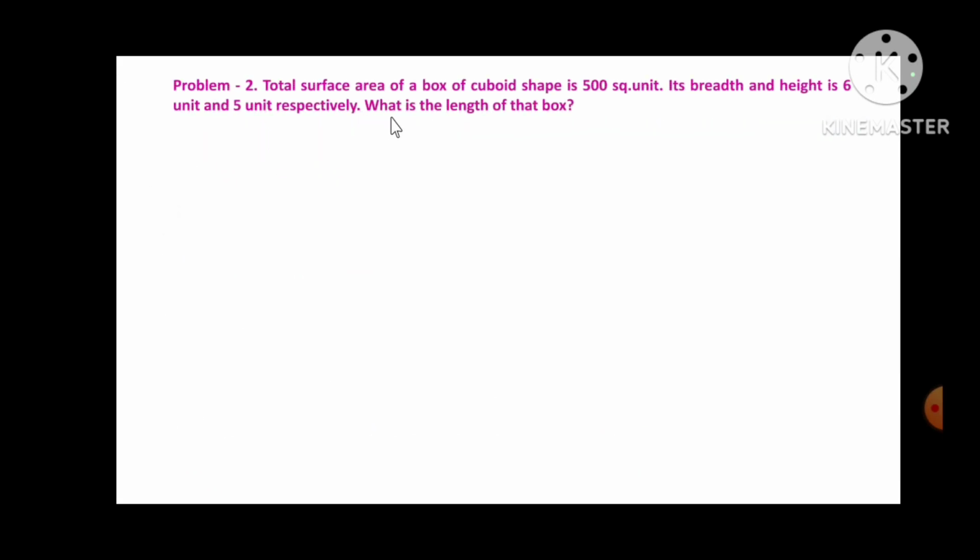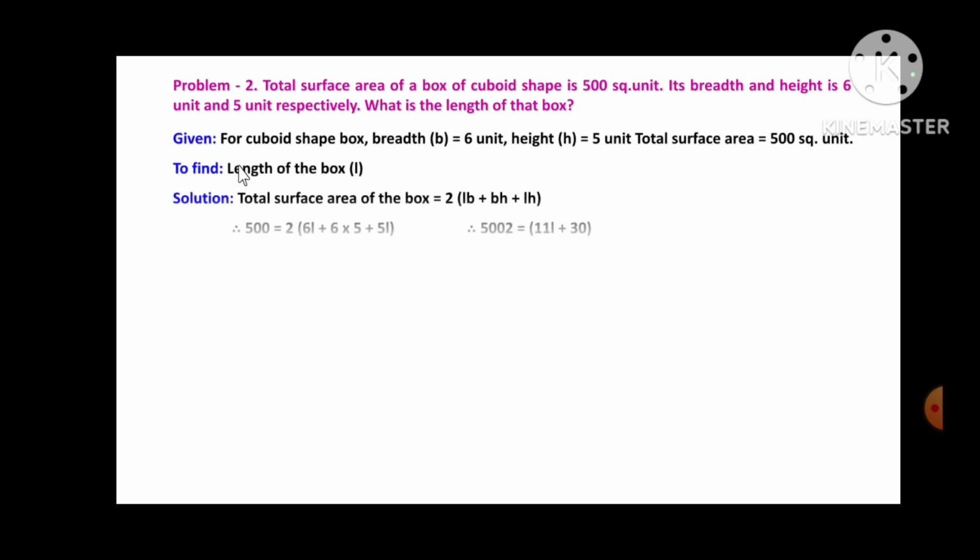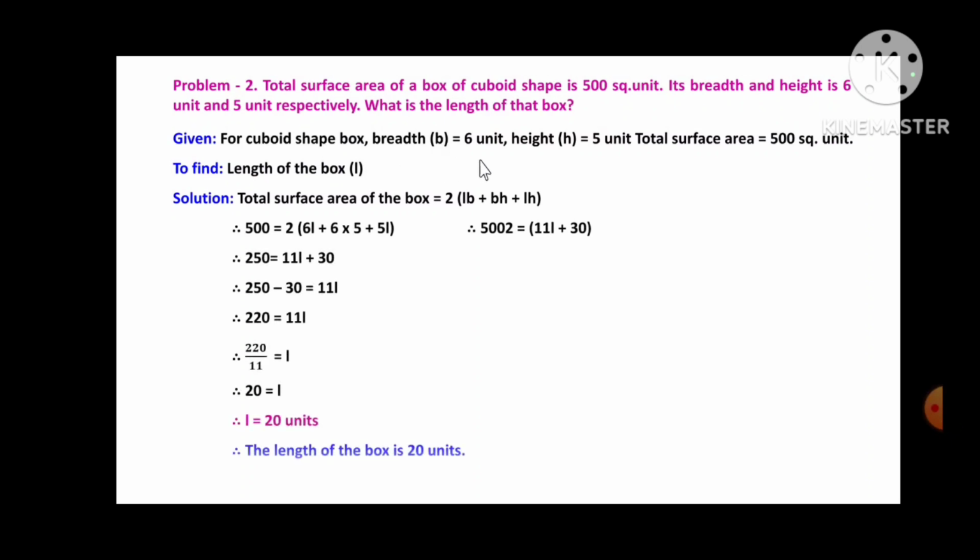Now we'll continue with the second problem. The total surface area of the box of a cuboid shape is 500 square unit. Its breadth and height are 6 unit and 5 unit respectively. What is the length of the box? So friends, here for the cuboid shape box, breadth B is 6 unit, height H is 5 unit and total surface area is 500 square unit. We have to find out the length of the box, L.